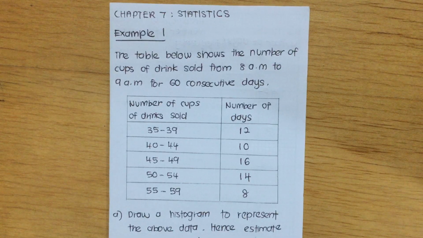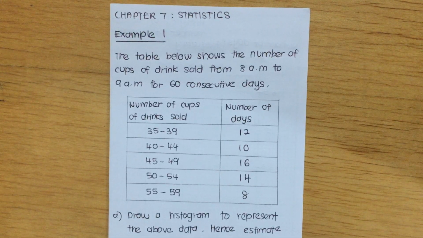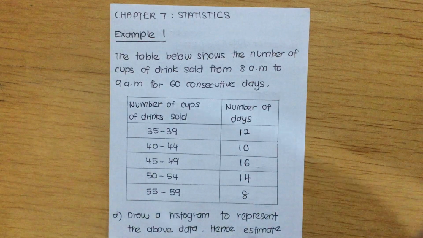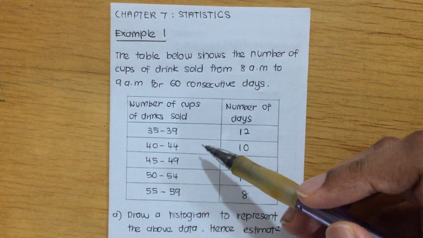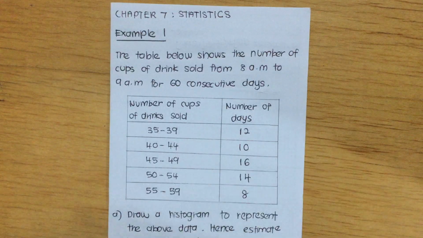The table below shows the number of cups of drinks sold from 8 AM to 9 AM for 60 consecutive days. So as you can see here, these are the classes for the number of cups of drinks sold, and these are the respective days. Okay, proceed to read the question.